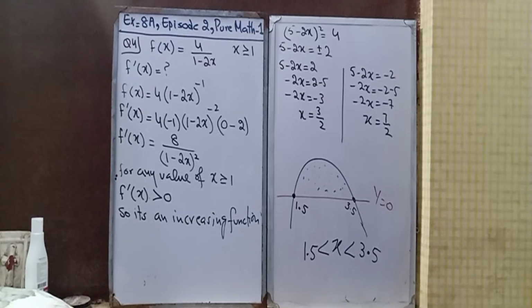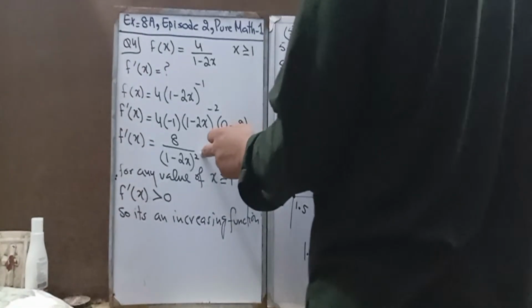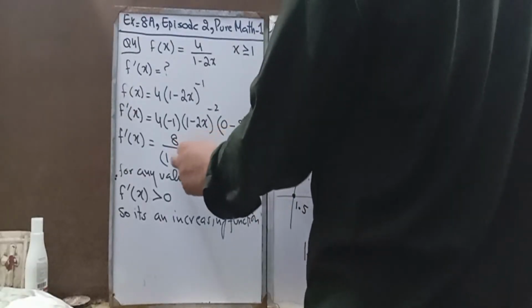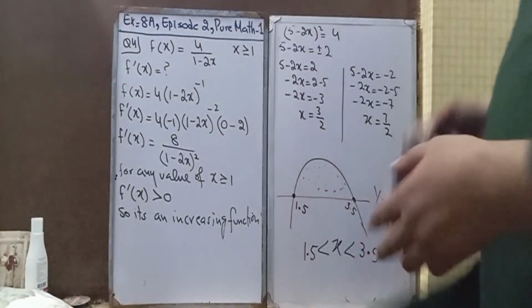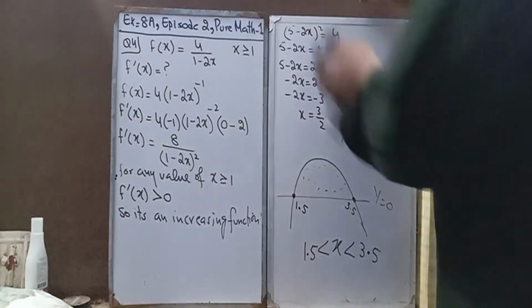Because for any value of x greater than 1, the dy by dx answer, or the derivative answer, will be positive. Why do I know that is positive? Because of this whole square. Even if a negative comes here, due to this whole square, it will become positive. I hope you understand this.